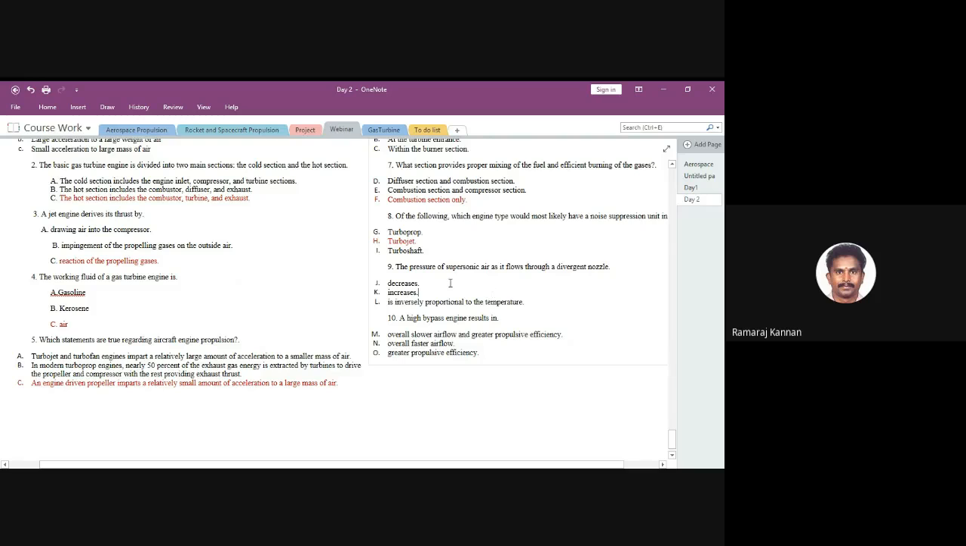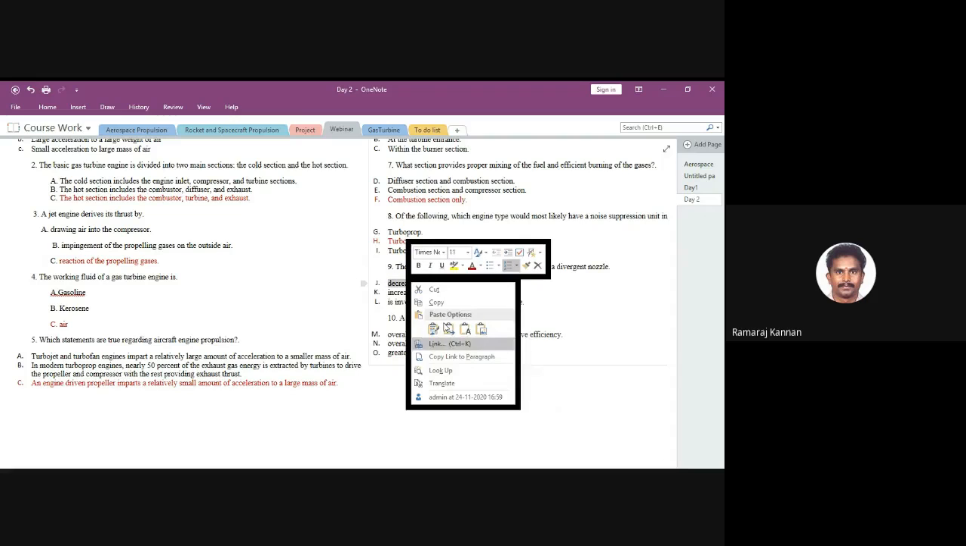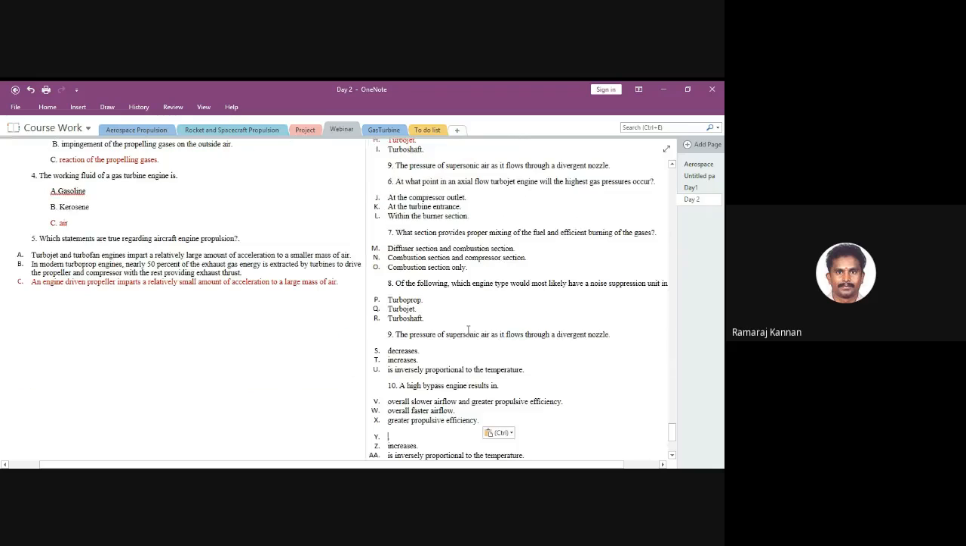The pressure of supersonic air as it flows through a divergent nozzle, what will happen? Divergent nozzle, it is going to decrease. You look at the area-velocity relation over there.